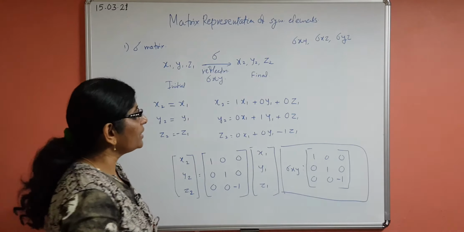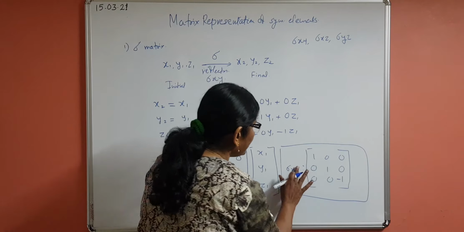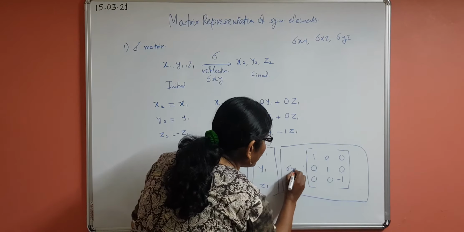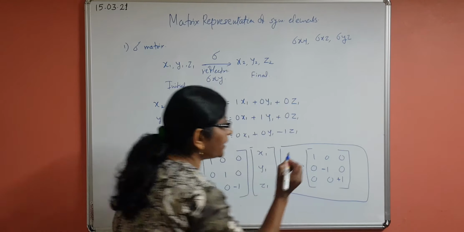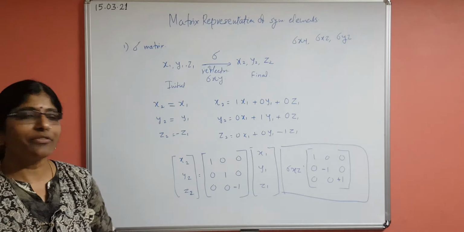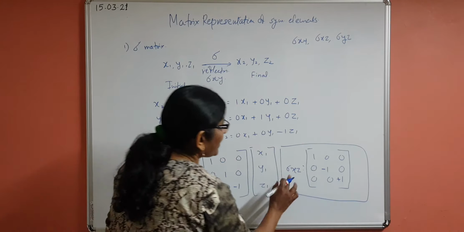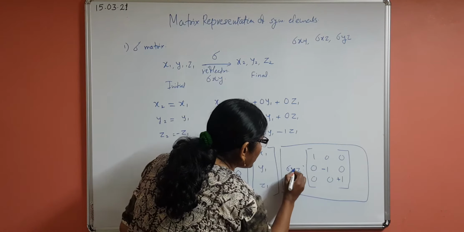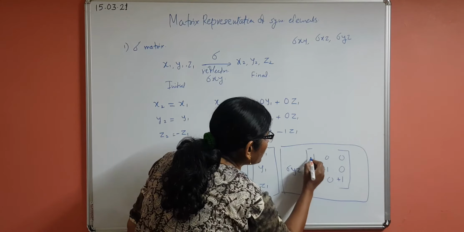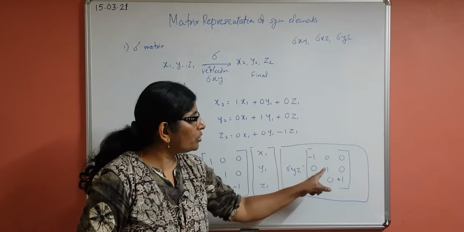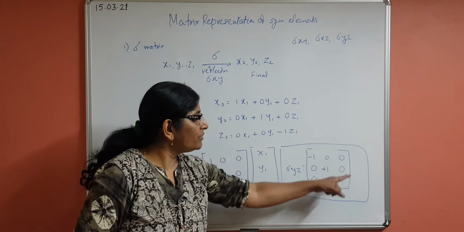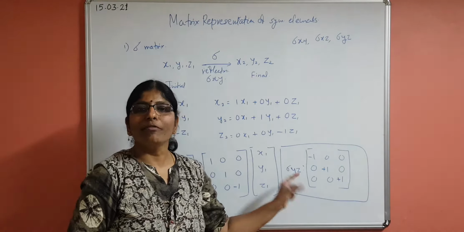For example, if I have to write for xz, this will be positive but y will be negative. This is the matrix for sigma xz. If it is yz, again this will be positive, only x will be negative. So minus 1 0 0, 0 1 0, 0 0 1 will be the matrix for the sigma yz plane.